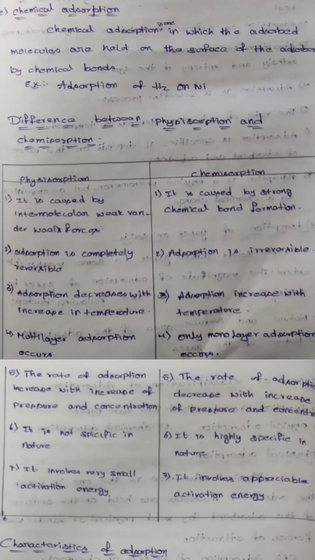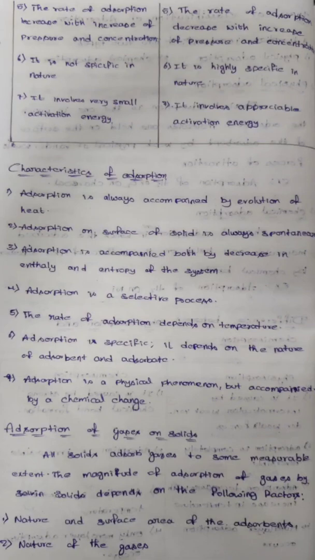Chemisorption. It is caused by strong chemical bond formation. Adsorption is irreversible. Adsorption increases with temperature. Only monolayer adsorption occurs. The rate of adsorption decreases with increase of pressure and concentration. It is highly specific in nature. It involves appreciable activation energy.